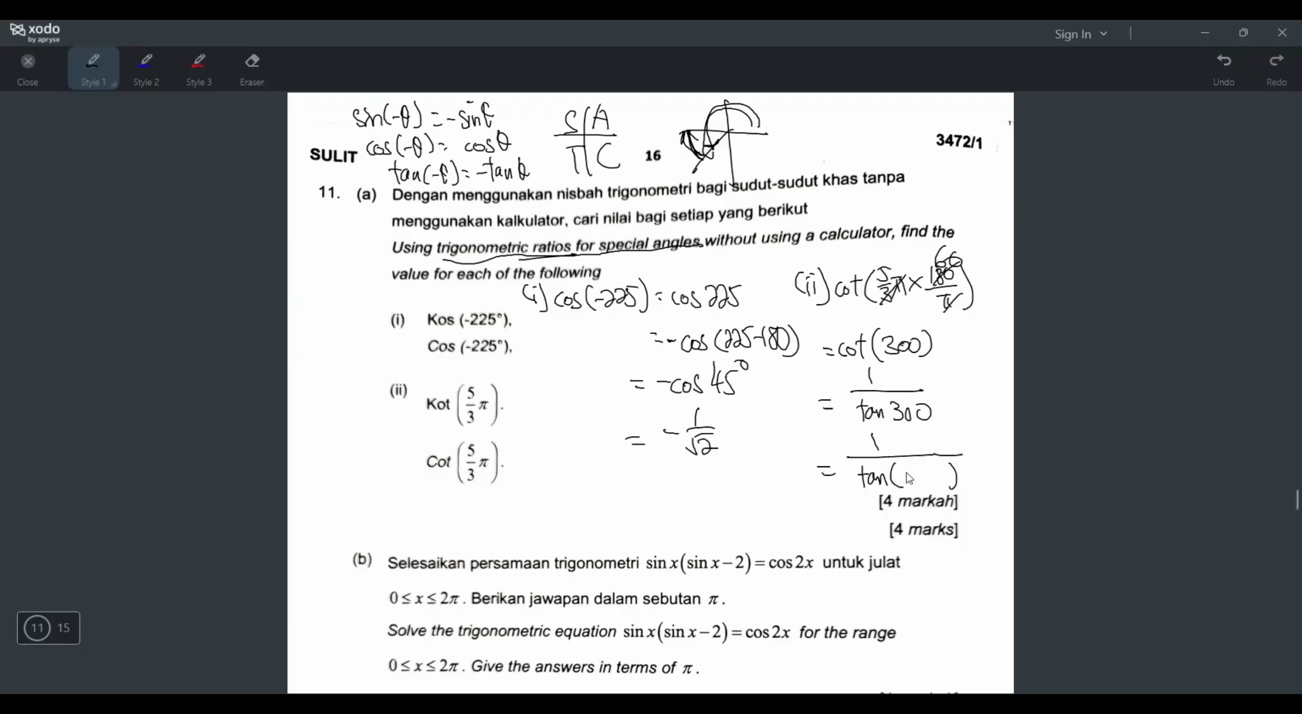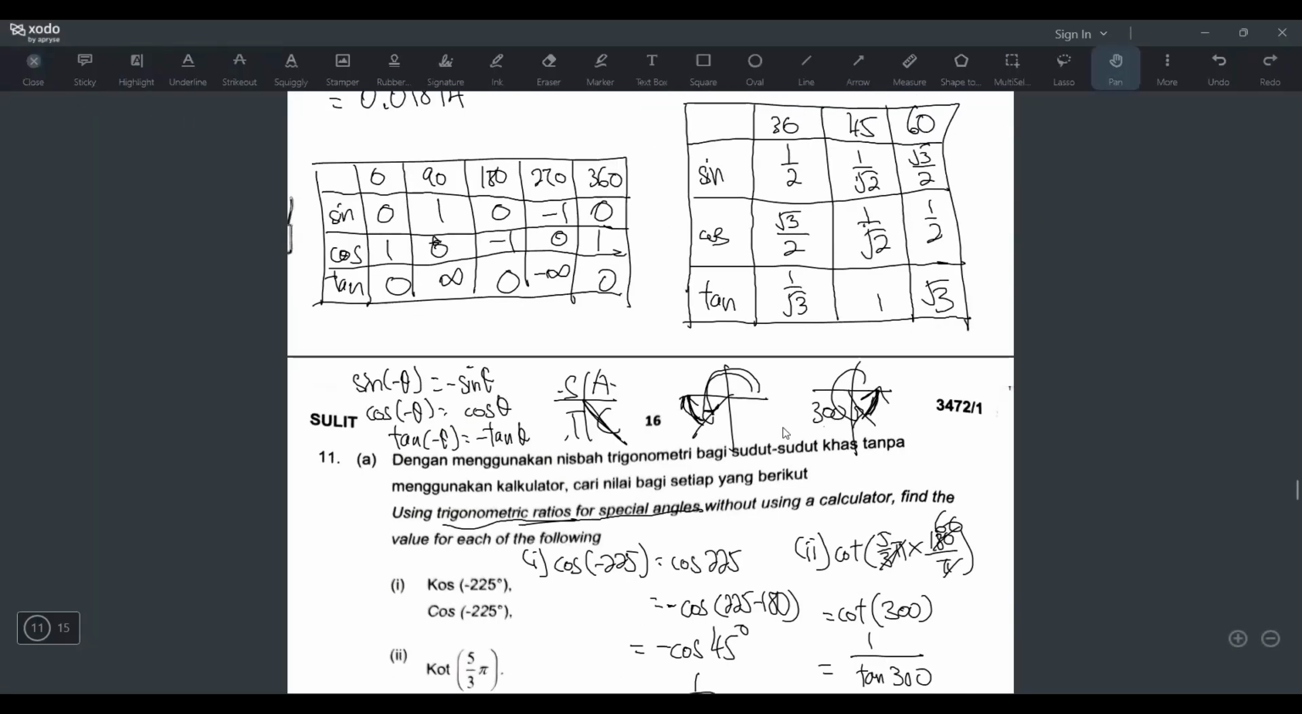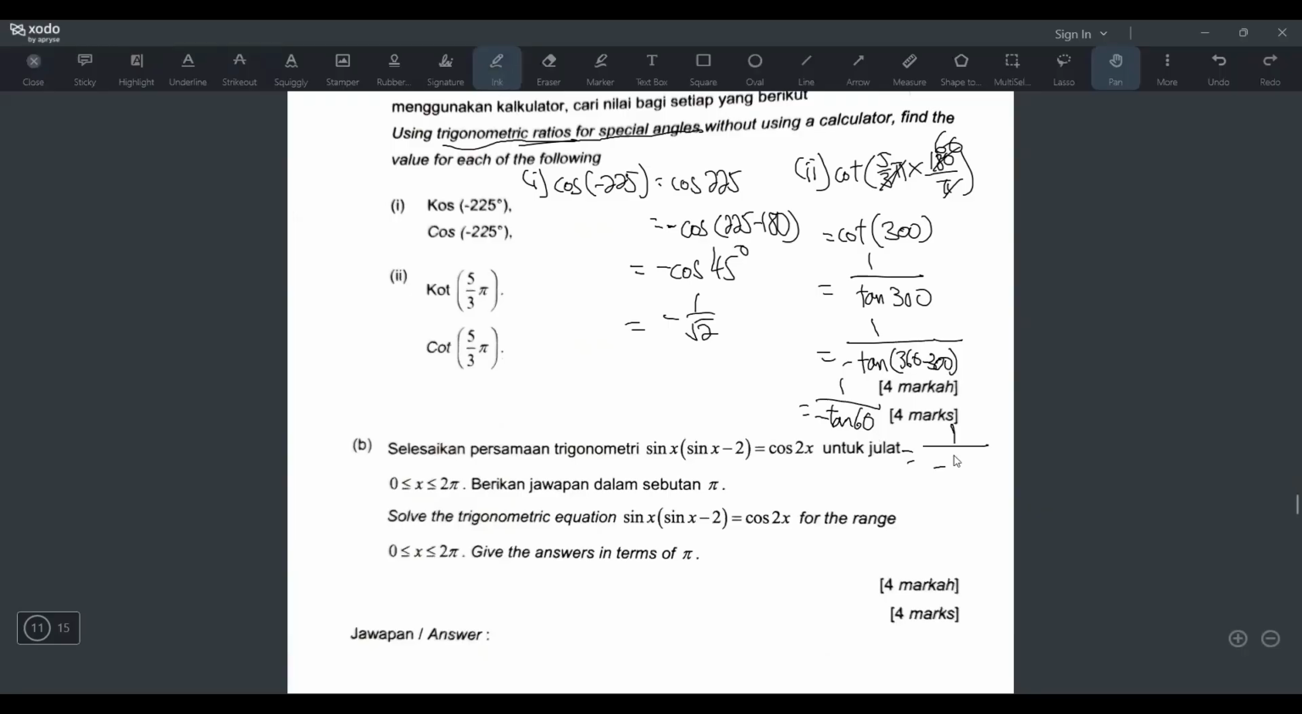Okay, 300 is fourth quadrant. Fourth quadrant means your angle is here, like this, 300. So how to get the reference angle? Reference angle means angle towards the x-axis. You have to take 360 minus 300. And when you do that, you have to put negative or positive. Okay, add sugar to coffee. Fourth quadrant only cos positive. So for tangent, put a negative. So now it becomes 1 over negative tangent 60. And what's tangent 60? Refer to the table, root 3. So this is the answer.